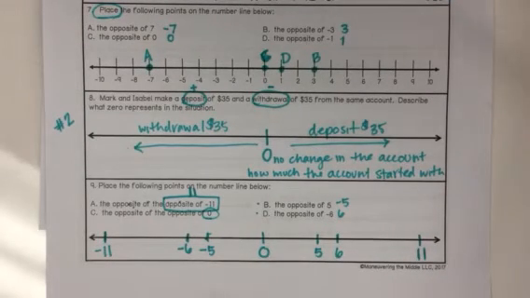Just remember, every number has an opposite. However far it is away from 0 on the right side, it's the same distance on the left side.